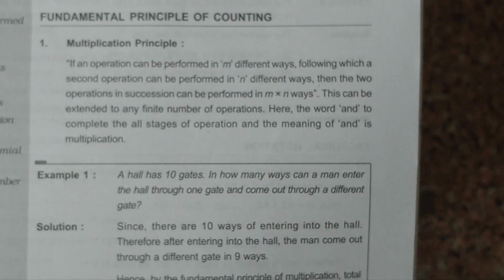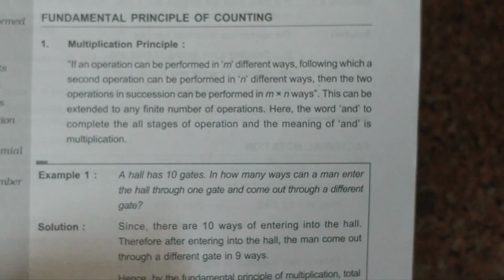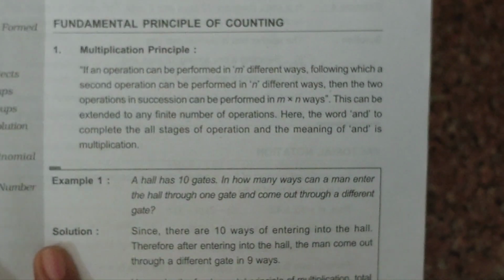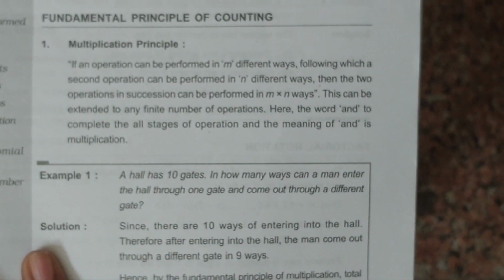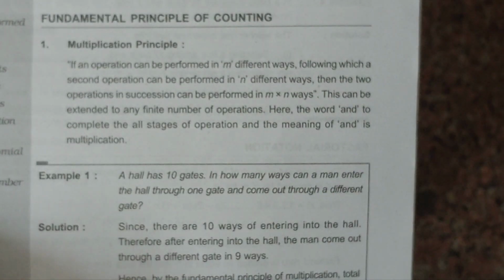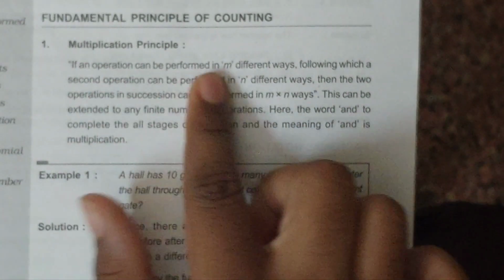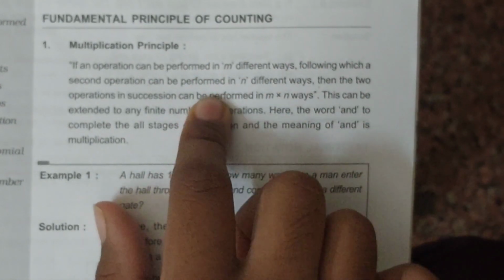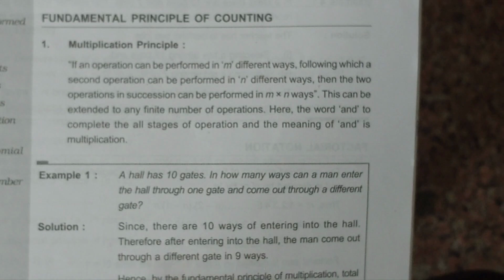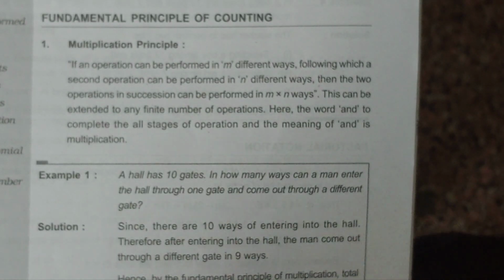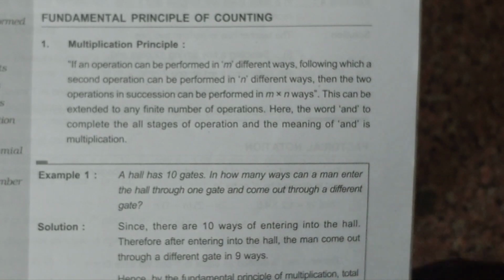So without wasting much time, let's start with the very first formula, the principle of counting. This is also called the multiplication principle because generally we multiply in this. If an operation is performed in n different ways and another operation is performed in m different ways, like two operations, then the number of ways in which both the operations can be performed together is m into n ways.